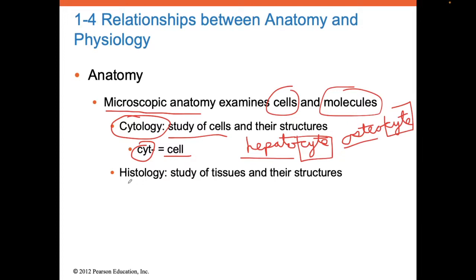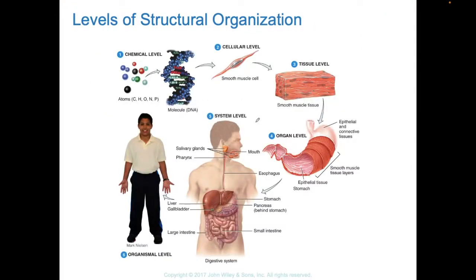Now when cells come together, they make tissues. And histology is the study of tissues. So let's take a look at this. I just said when cells come together, they make tissues. So here's cells. Cells come together, they're going to make tissues. Well, let's see what makes up cells. Let's go back to number one first.